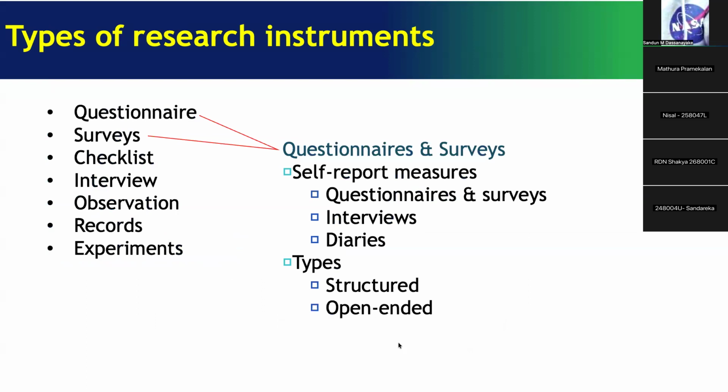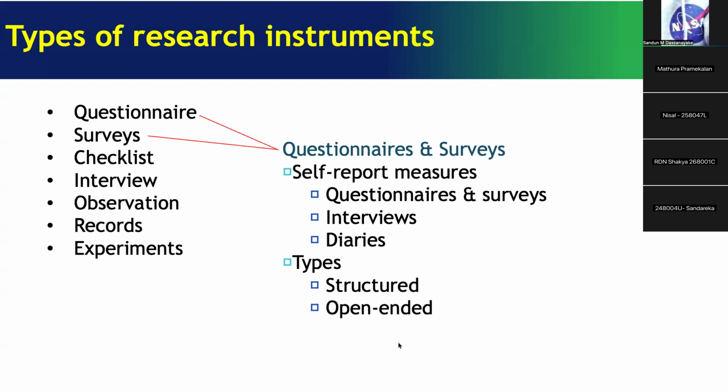So, types of research instruments in the context of what we are discussing today: there are questionnaires, surveys, checklists, interviews, observation, records, and experiments. We discussed experiments in detail. I'll talk about questionnaires and surveys. Questionnaires can be self-report measures, and interviews and diaries are also there. These are self-reports. In the case of questionnaires, you can find structured questionnaires and open-ended questionnaires.